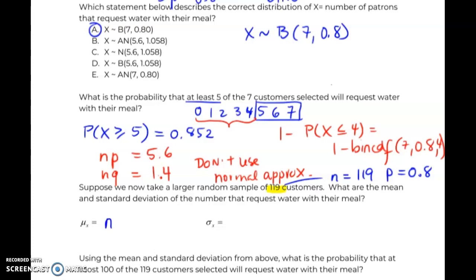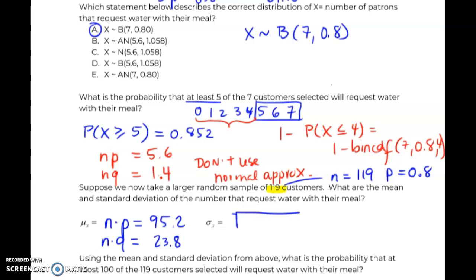So we're going to multiply N times P in order to get the mean. So that's 119 times 0.8, which is 95.2. And this time, looking at the N times Q, that would be 119 times 0.2, which is 23.8. So this time we can use the normal approximation.